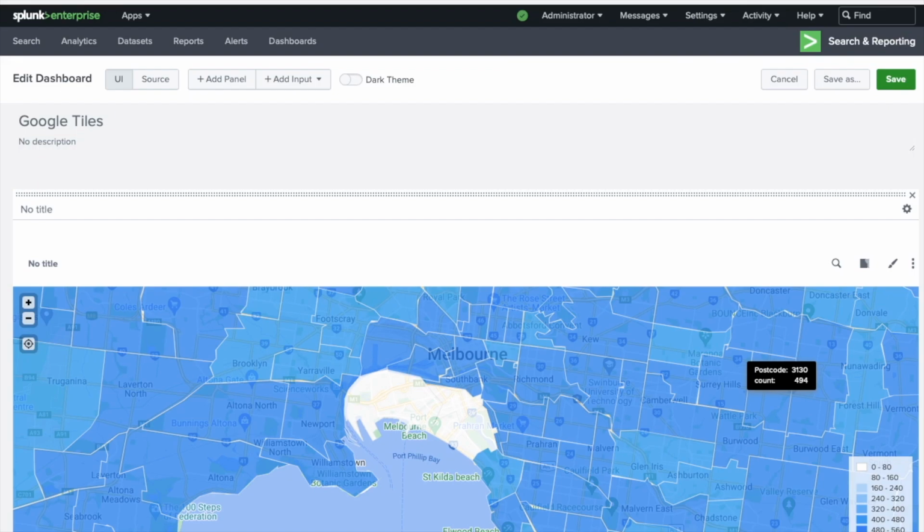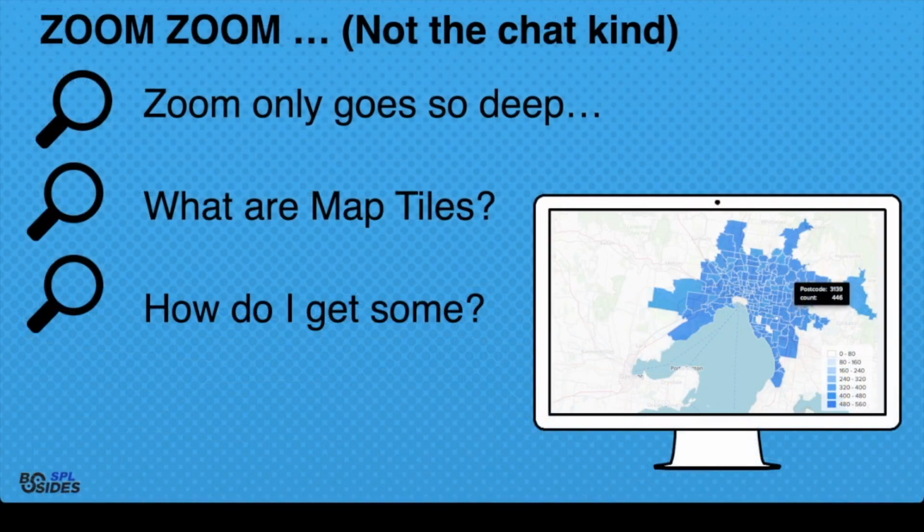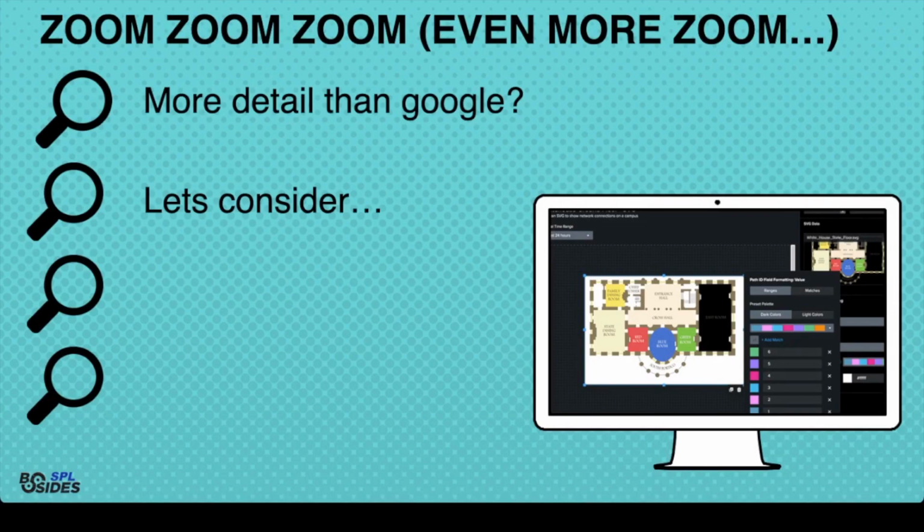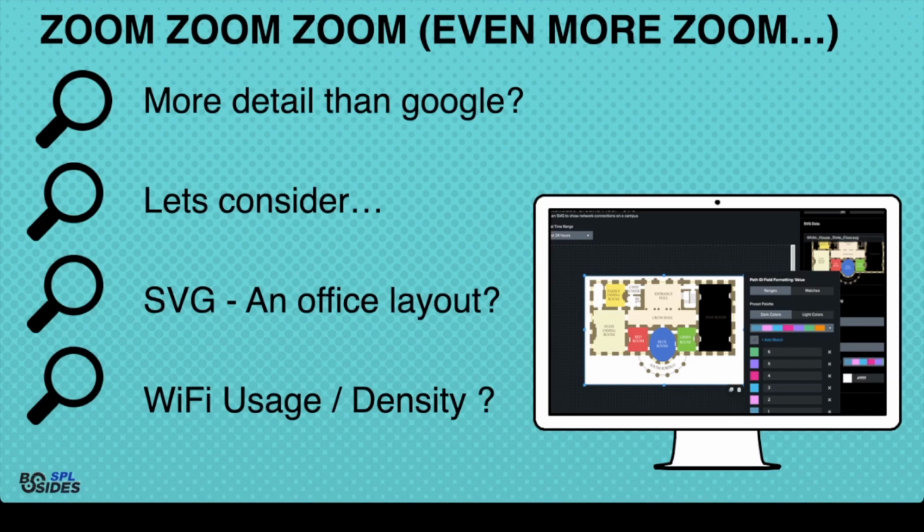So what's next on the agenda? Well, if we have a look back in our thought process, did we get some? We sure did. Zoom, zoom, zoom. Can we get even more zoom? I mean, that's Google Street Maps. That's pretty good zoom level, right? Well, the truth is that there are ways for us to get better zoom, and let's have a think about this.